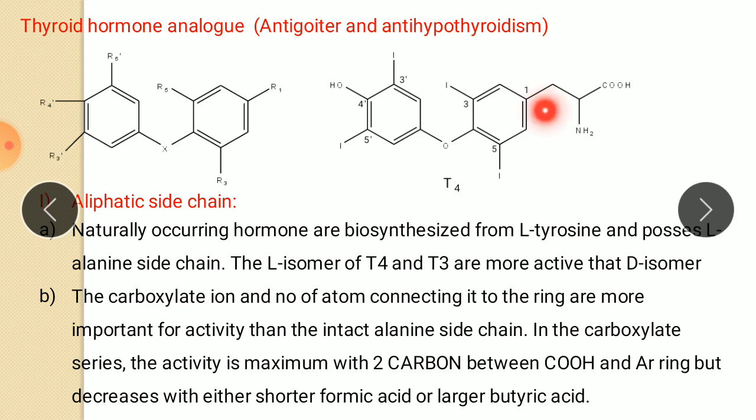So if we decrease this 2 carbons to 1 carbon, it is called a formic acid derivative, which is less active. Similarly, if we increase the number of carbon atoms above the 2 carbon atoms, then the activity also decreases. So in short, the activity is maximum when there are 2 carbons between the carboxylic group and the aromatic group, but decreases with either the shorter formic acid or the larger butyric acid derivative.